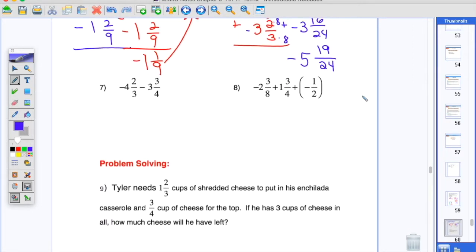Number 7 is negative 4 and 2/3 minus 3 and 3/4. So because we have a negative and we're subtracting, we're going to rewrite this to adding the opposite, just like we did with integers. Now we're adding with the same sign, so we're going to keep the sign the same and add. So I'm going to put my negative in my answer box. Now I'm going to add, so negative 4 and 2/3 plus a negative 3 and 3/4.